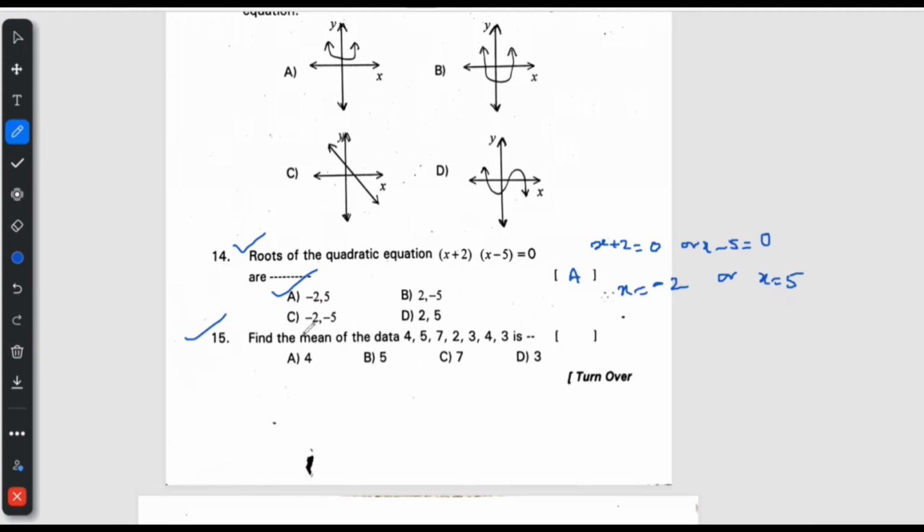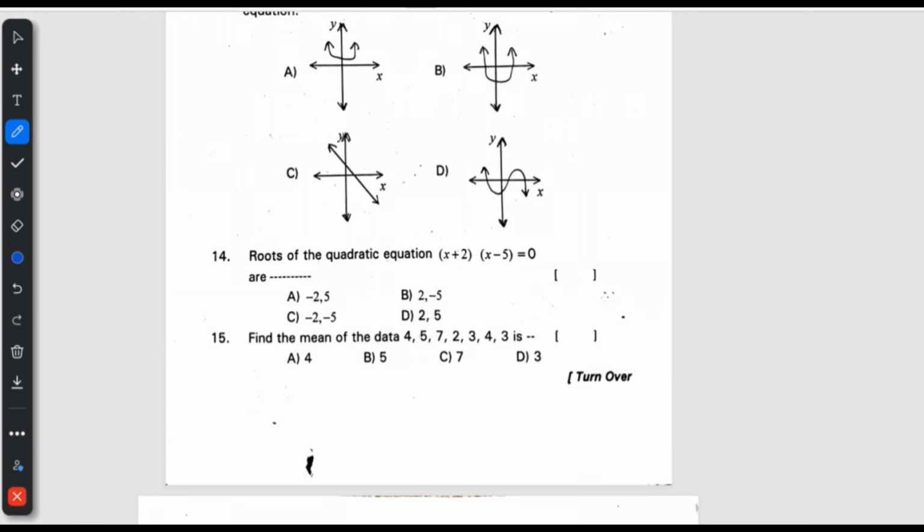Now, the mean of the data. Mean, you already know, is sum of the observations by number of observations, that is 4 plus 5 plus 7 plus 2 plus 3 plus 4 plus 3 over 7 values are there. So now 4 plus 5 is 9, 9 plus 7 is 16, 16 plus 2 is 18, 18 plus 3 is 21, 21 plus 4 is 25, 25 plus 3 is 28, over 7. 7 times 4 is 28, so 4 is the mean. Option A is the correct one.